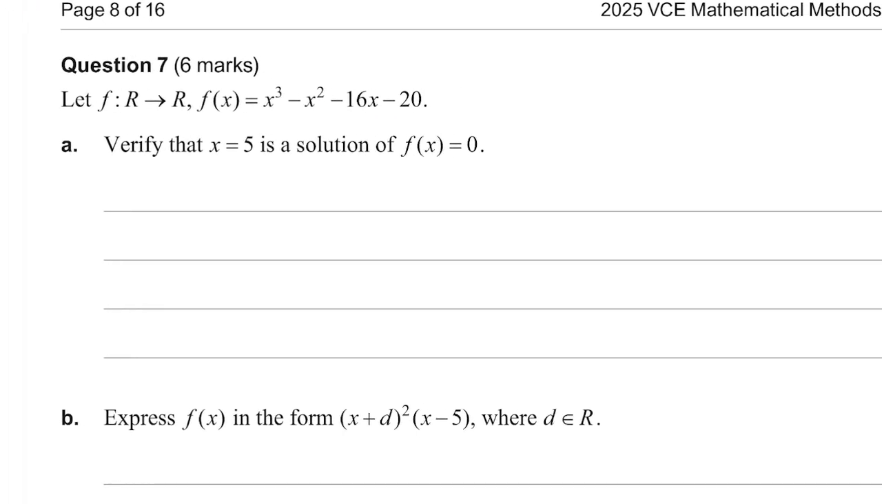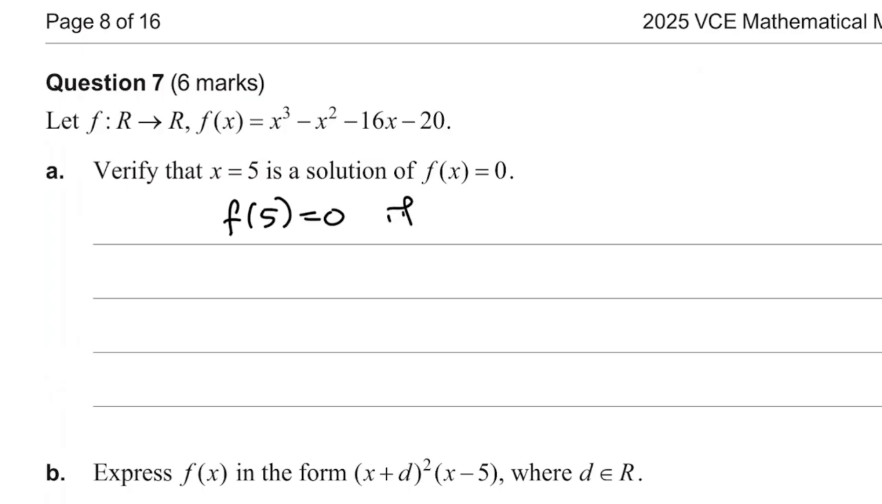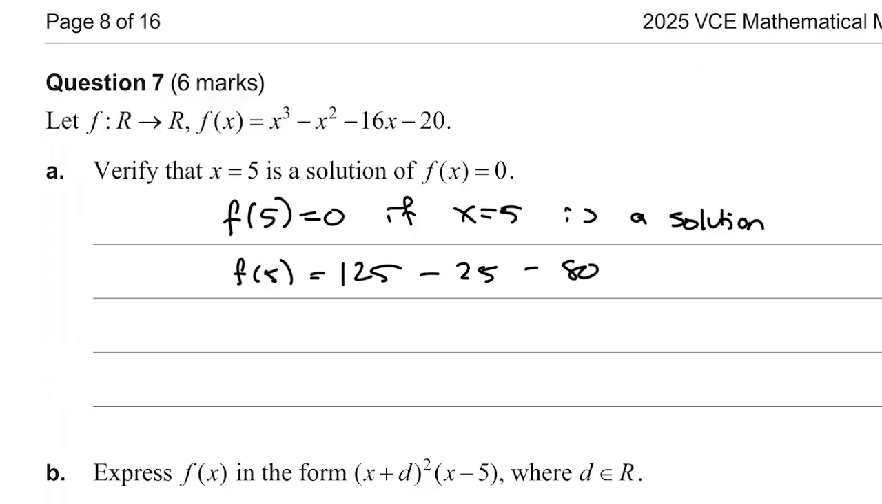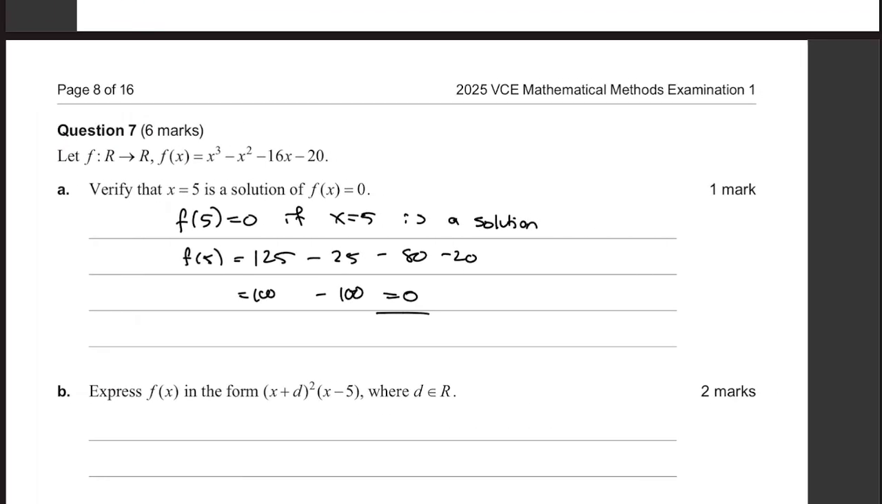Next, verify x is 5 as a solution. All we're going to do here is sub in x is 5 and make sure it's equal to 0, if x equals 5 is a solution. So f of 5 would be 125 minus 25 minus 80 minus 20. So that's going to be 100 if we look at the first two terms, minus 100 if you look at the last two terms. So that's going to be 0. And so therefore, x equals 5 is a solution.